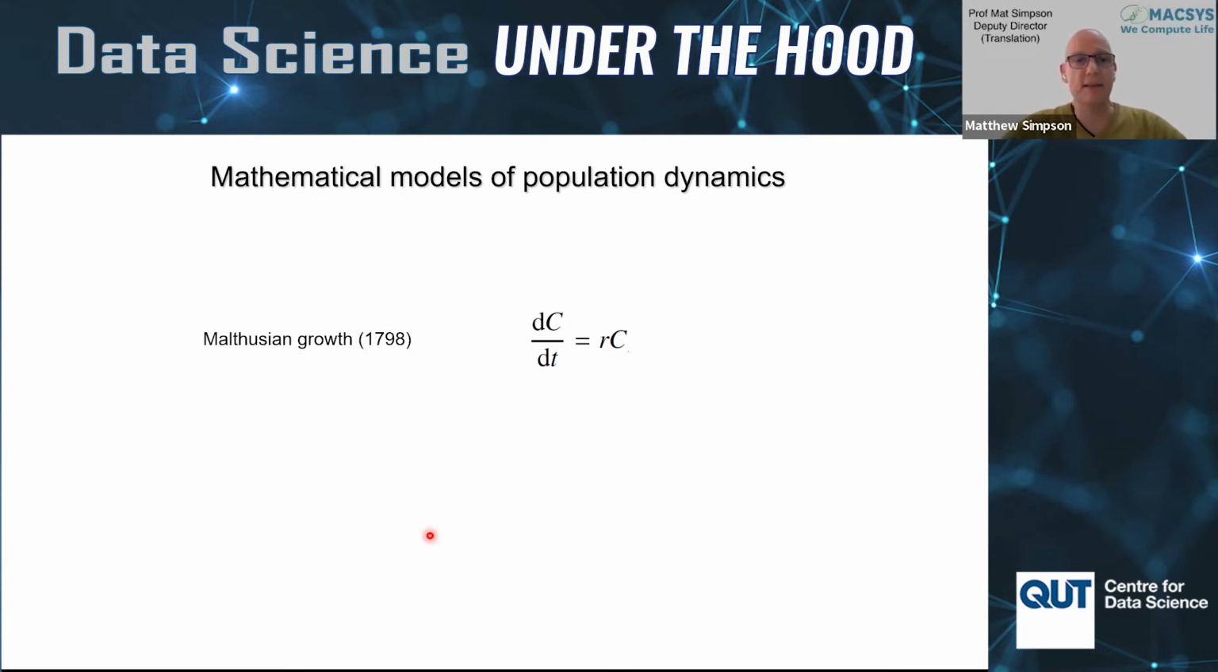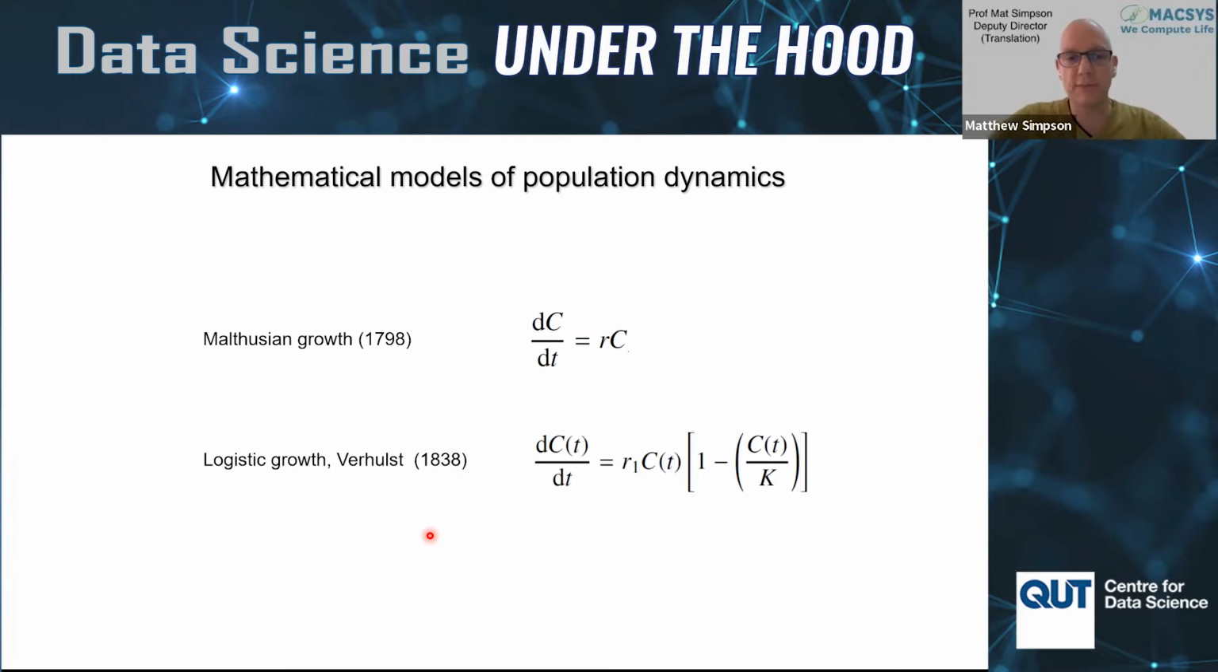There are many other extensions of mathematical models of population dynamics. Probably the most famous and well studied is the logistic growth model, first described by Verhulst in the 1830s. It adds a factor which slows the population growth rate down as the density or the population size gets towards some carrying capacity.